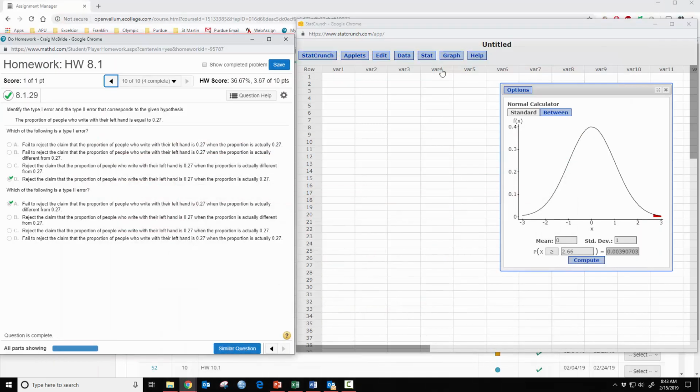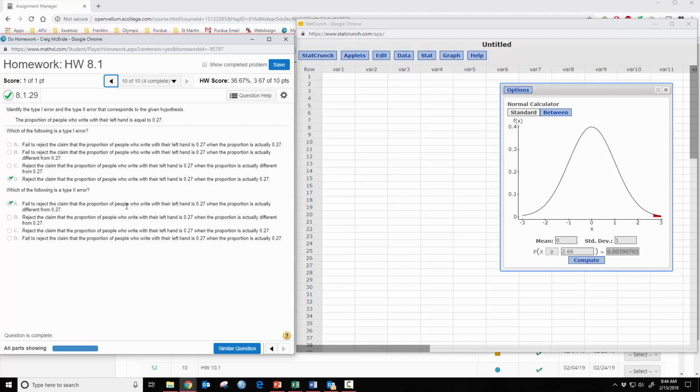So how does that wording work? Well, you rejected the claim that the proportion of those who write with their left hand is equal to 27 when it actually is 27, right? Because here it says the proportion of people who write with their left hand is equal to 27. Do you see how equal to 27 would be the null? You reject the claim, i.e., because you reject the null, when you shouldn't have. And then you fail to reject the null, or in this case, you fail to reject the claim, when you should have. So those are type 1 and type 2.